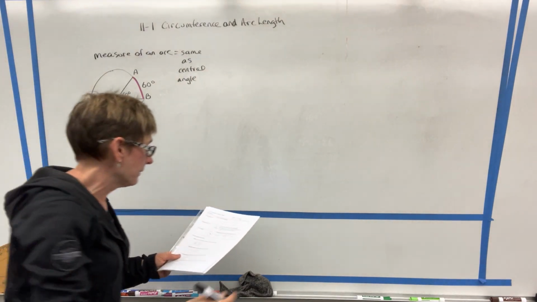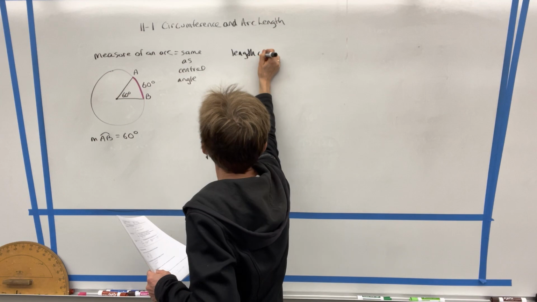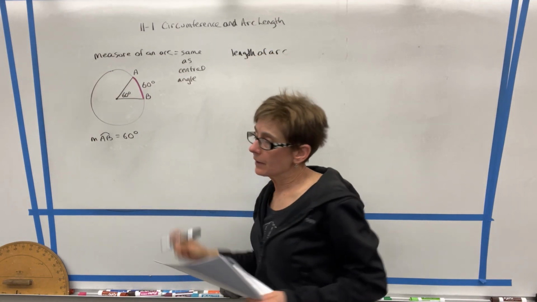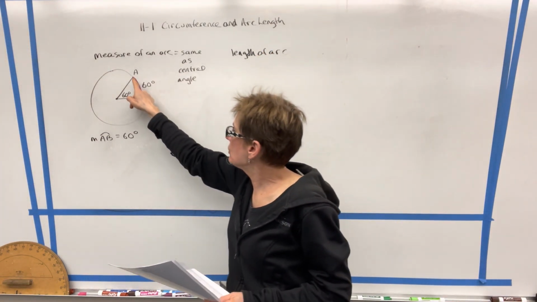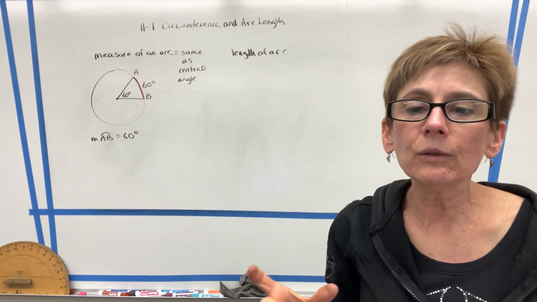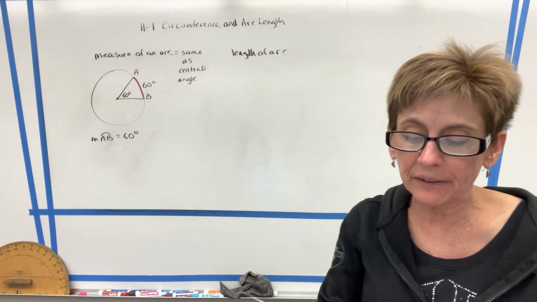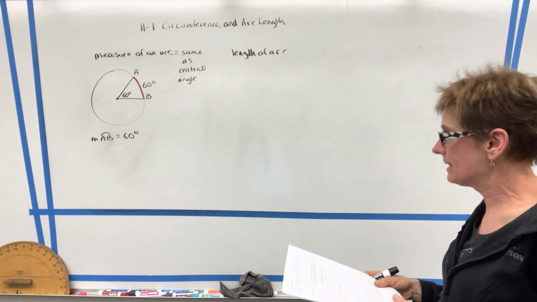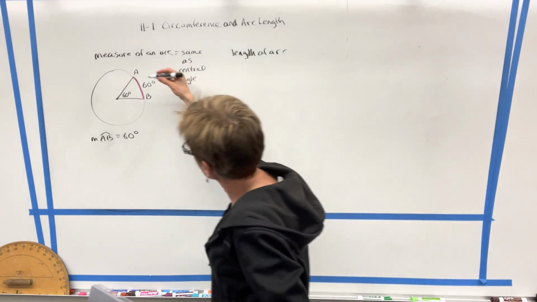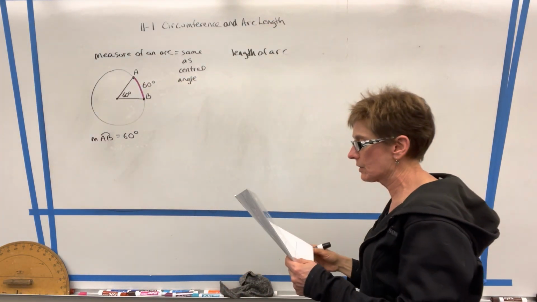However, the length of an arc is different. So there is a formula for length of an arc. The length of the arc is basically asking, if I took a pink string here and I set it down on the circle, how long would that string be? Would it be 2 inches, 3 inches, 2 feet, 3 feet, whatever it would be? So it's the distance between the two endpoints. In this case, it would be the distance between A and B going along the side of the circle.